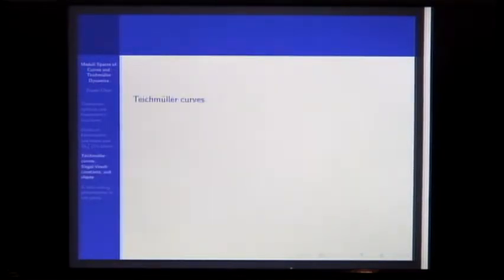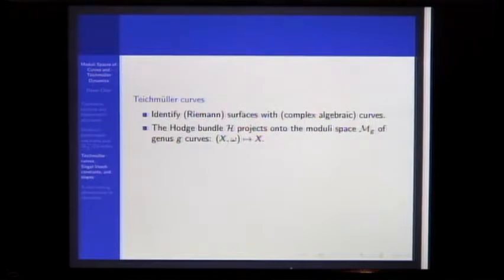So I want to specialize to the most special orbit closures. We keep talking about this action, and what would be the most special orbit closure? Let me remind you, I have been using the two terms, surfaces and curves. For me, most times they are the same, just Riemann surfaces and complex curves. So please bear with me. The Hodge bundle stands over the moduli space of genus g curves, and there is a forgetful map, just forgetting the one form, this vector bundle mapping to the base, remembering only the Riemann surface X.